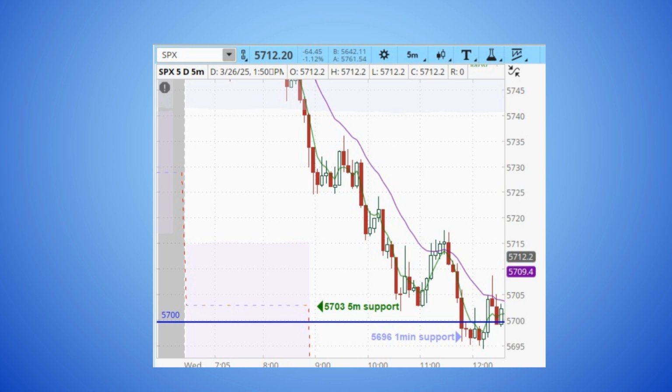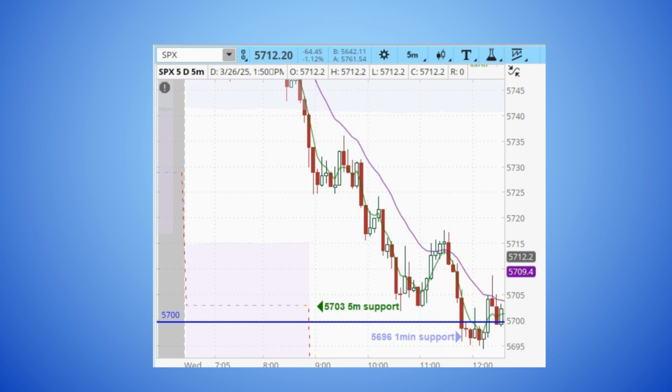Right, exactly. And a lot of people, I'm sure, were looking at 5,700, that nice round psychological level. Round numbers like that tend to attract attention. People expect them to act as, like, magnets for the price. They can become self-fulfilling prophecies almost. If enough traders believe a level will hold, their actions can actually make it hold. But in this case, it didn't.